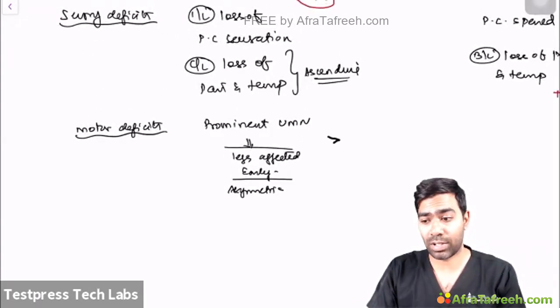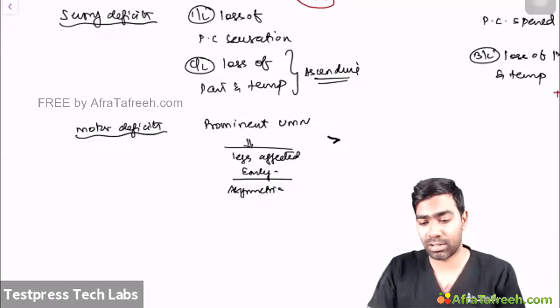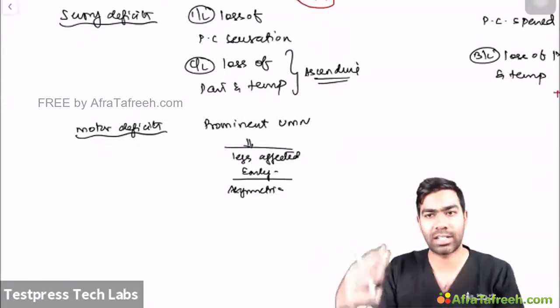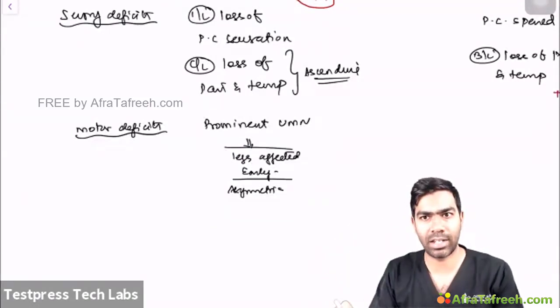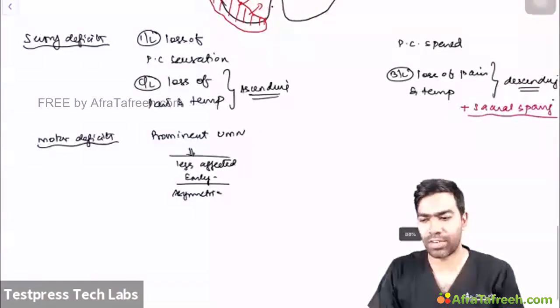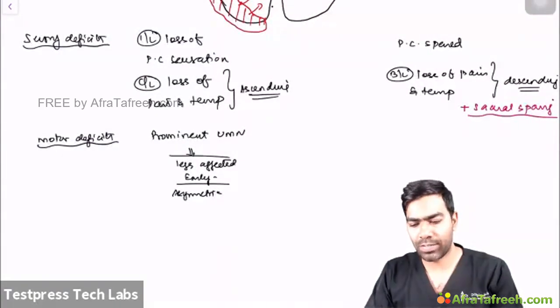But loss of STT is different. You're cutting the STTs, that is completely different, or ischemic STT affection is different, but this is different. Here it's a compressive lesion. So that's why you're talking about a different kind of a pain. So motor deficits: prominent UMN, legs affected early, and more often it will be asymmetric in nature.